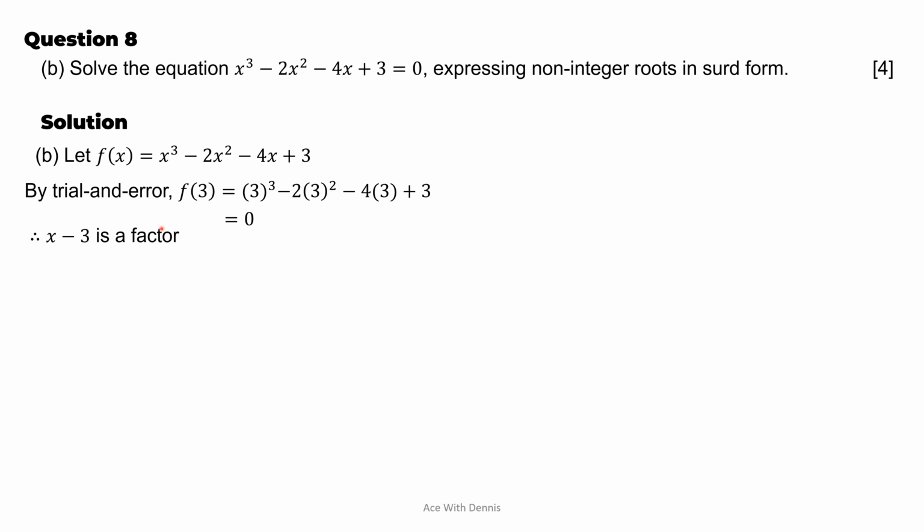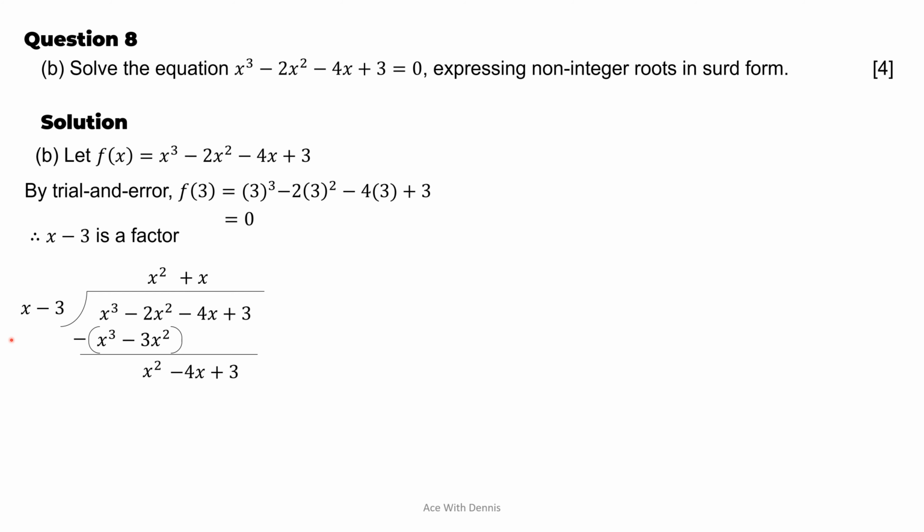So the next step is to factorize this expression. There are two ways we can do it. The first way is to do long division. Firstly, we put this as the dividend, x cubed minus 2x squared minus 4x plus 3. The divisor is x minus 3. So in long division, firstly x squared times x minus 3, we get x cubed minus 3x squared. The top minus the bottom, we get x squared. Then copy down 4x plus 3.